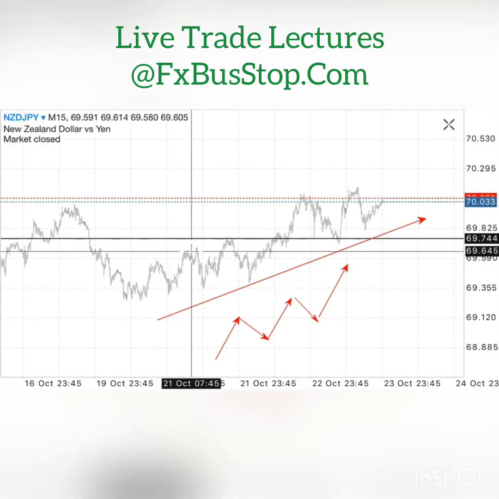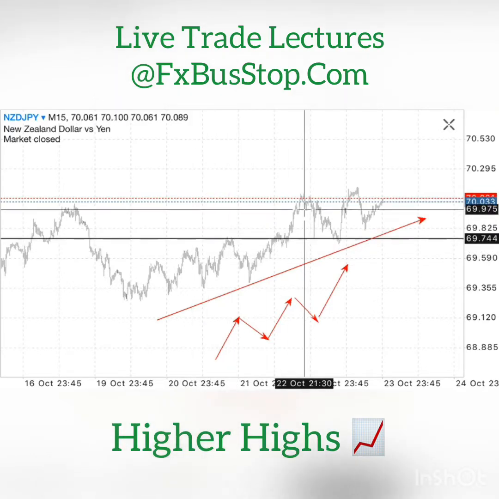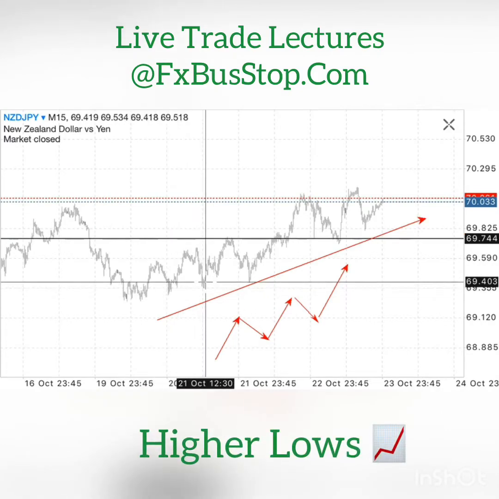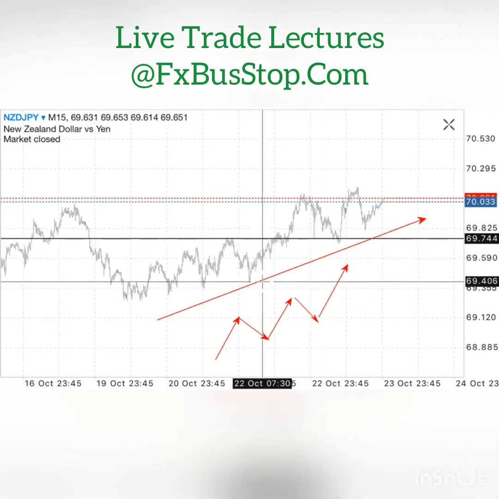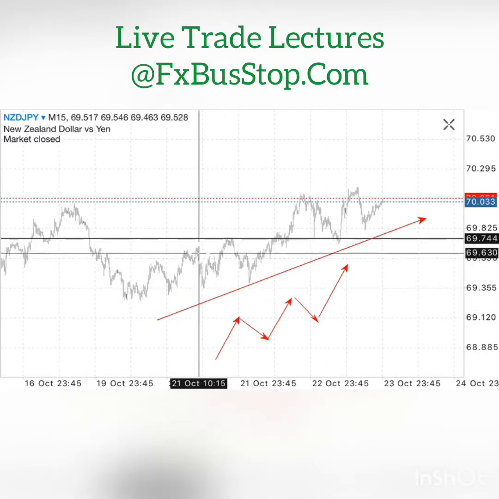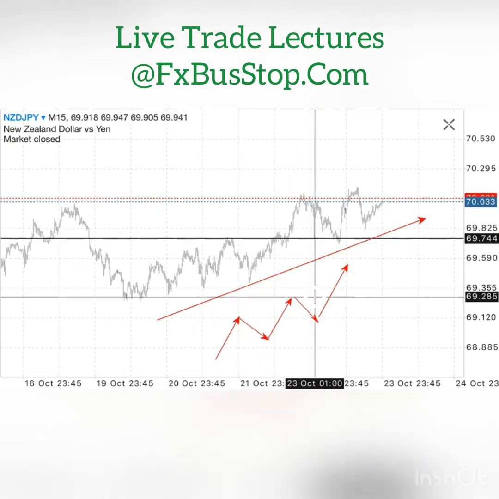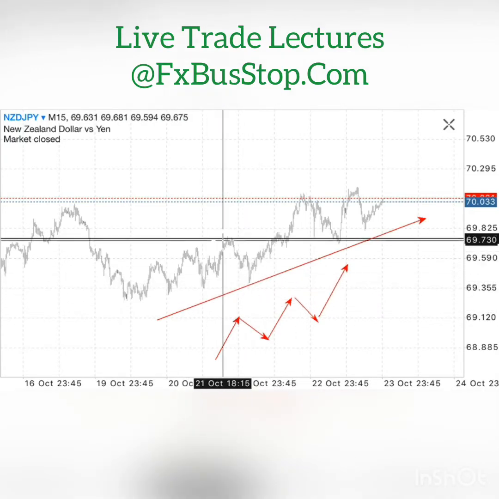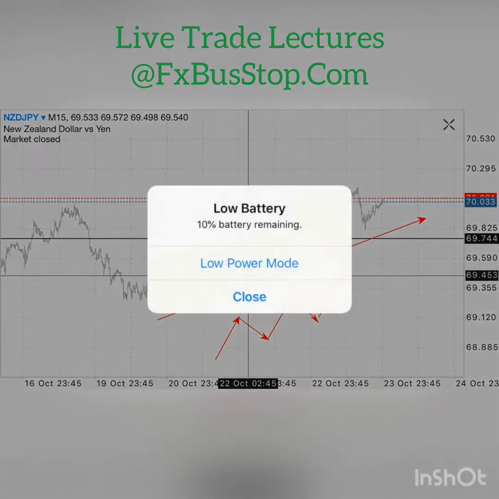An uptrend is marked by higher highs, like this one, this one, this one, and higher lows: this one, this one, this one, this one. Those are higher lows. Why are they higher highs? Because this high is higher than this one, and so is this higher than this. For higher lows, this low is a low because there's a pullback before a continuation. So when the market pulls back, it forms a low.